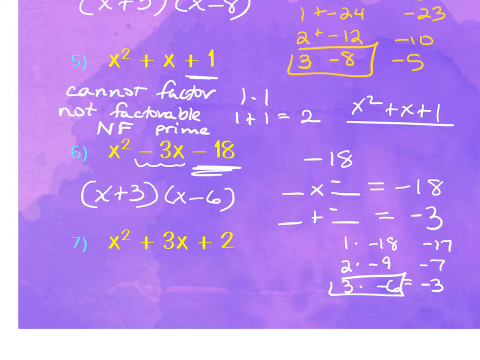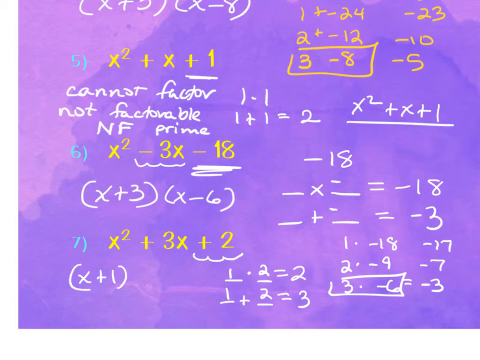Next one. Factors of positive 2. So two numbers to multiply to give me 2, but the same two numbers that add to give me positive 3. Notice it's positive, positive, so both signs will be positive. So I'm going to do 1 times 2. There's only one way to do it. And then 1 plus 2 is 3. So it factors into x plus 1, x plus 2. And you're done.